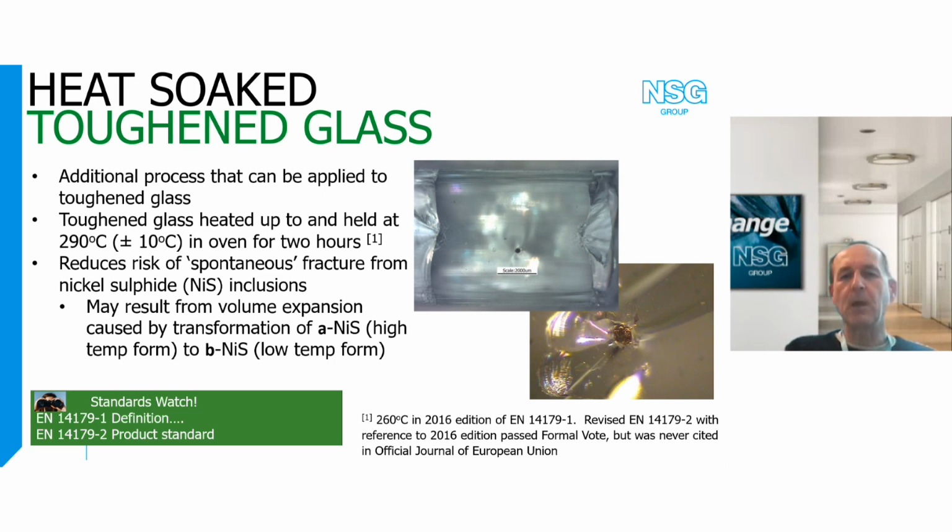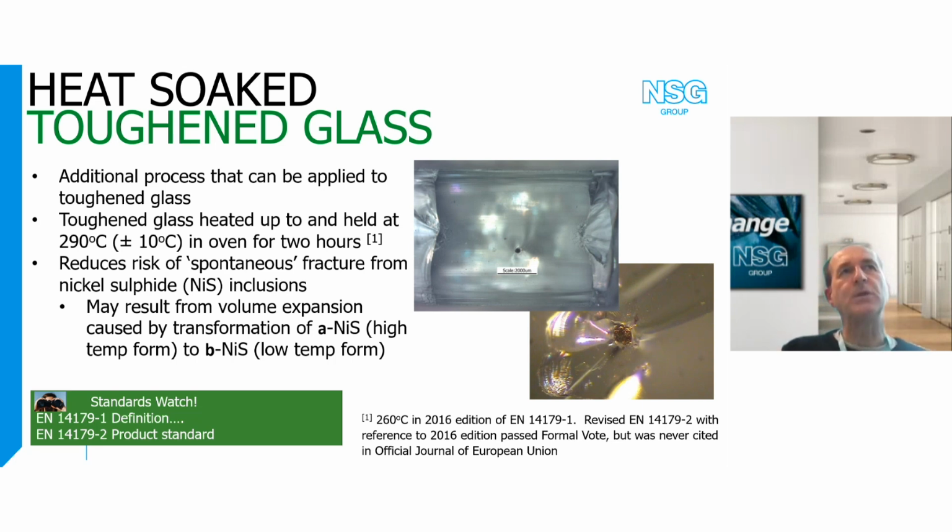Over time, the inclusion transforms from its high temperature phase to its stable low temperature phase. If large enough and located in a tensile zone, the expansion in volume of the inclusion can be large enough to cause the glass to break. It's almost like having an impact from a center punch within the body of the glass.